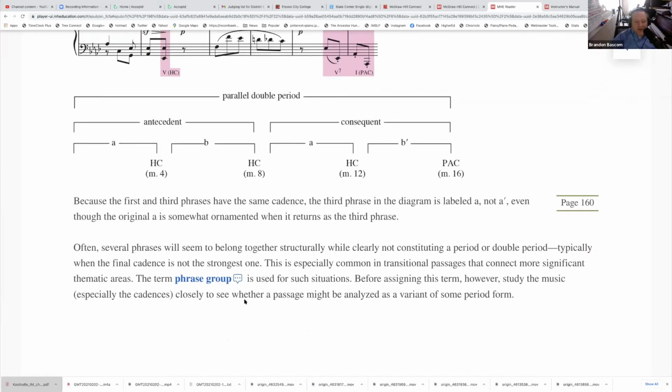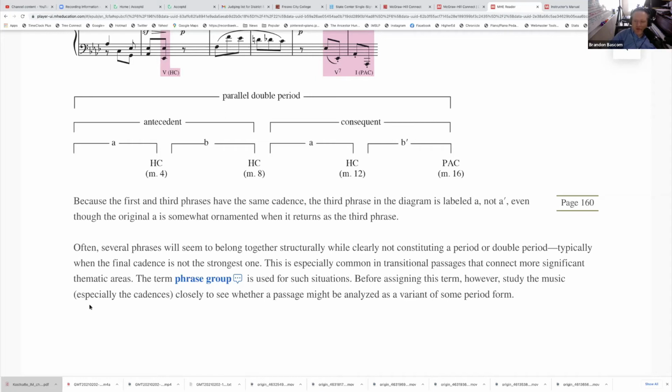Often, several phrases will seem to belong together structurally while clearly not constituting a period or a double period, typically when the final cadence is not the strongest one. This is especially common in transitional passages that connect more significant thematic areas. The term phrase group is used for such situations. Before assigning this term, however, study the music, especially the cadences, closely to see whether a passage might be analyzed as a variant of some period form.